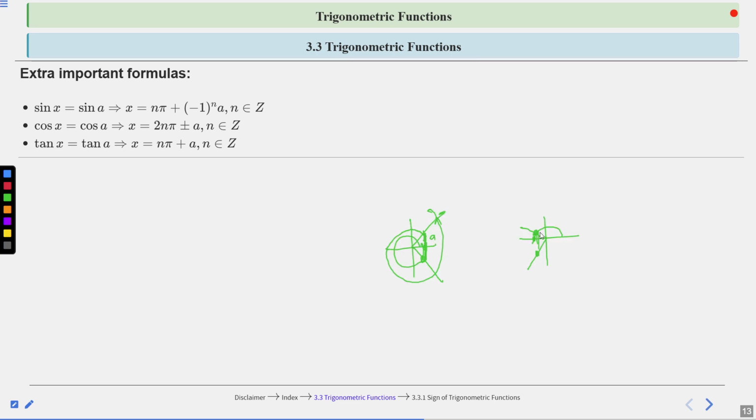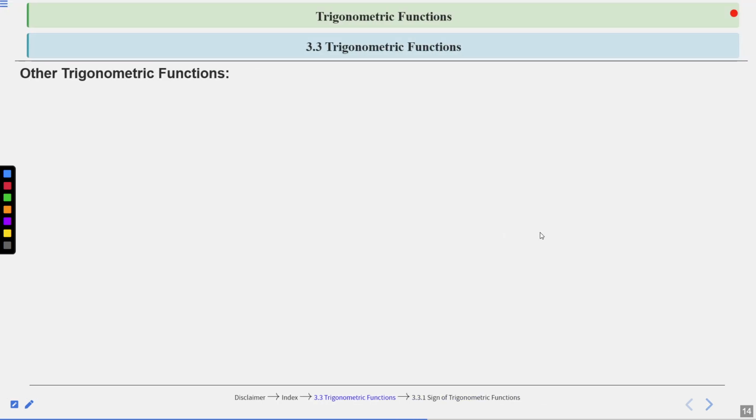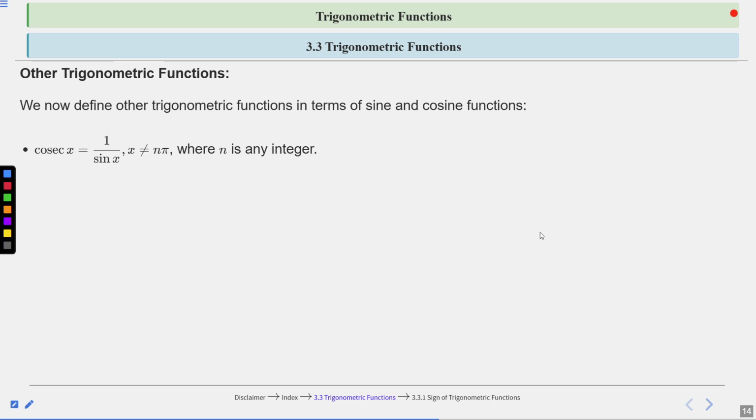Now let us see other trigonometric functions. We now define other trigonometric functions in terms of sine and cosine functions. So cosec x will be equal to 1 by sin x, right? Cosec x will always be equal to 1 by sin x when x is not equal to n pi, where n is any integer, right?